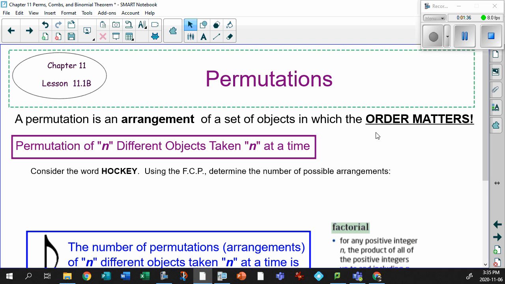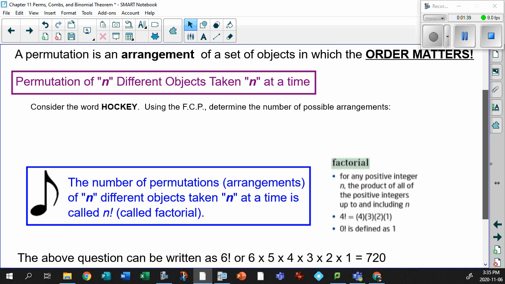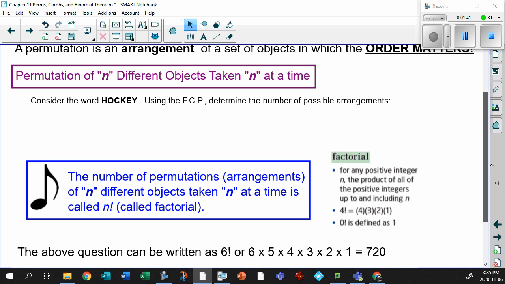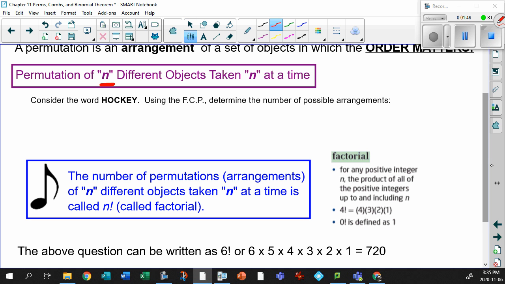One of them is a permutation definition. A permutation of n different objects taken n at a time. What does that mean? Well, look at the word hockey. Notice no repeats, no conditions, no nothing. Using the fundamental counting principle, we have 1, 2, 3, 4, 5, 6 letters. Hockey, 6 letters.